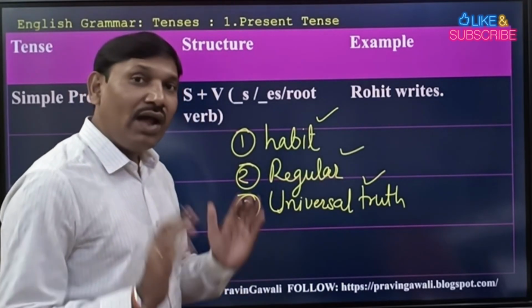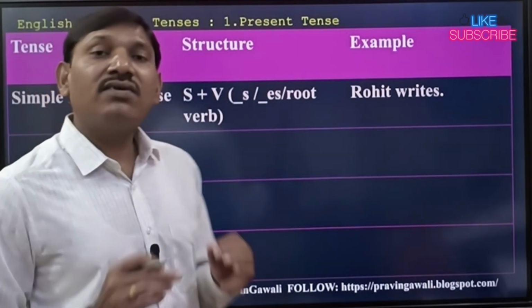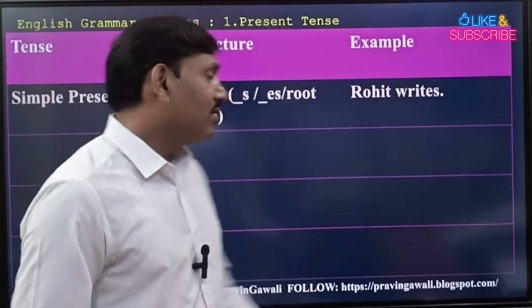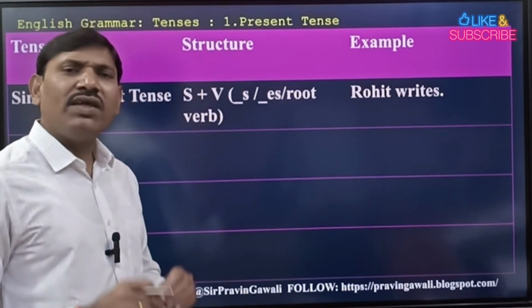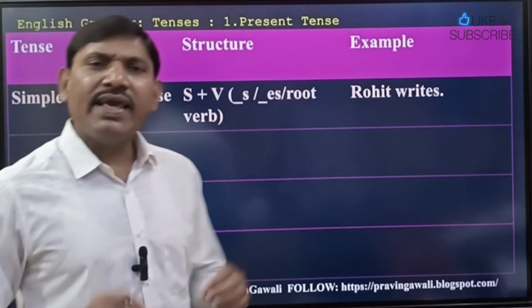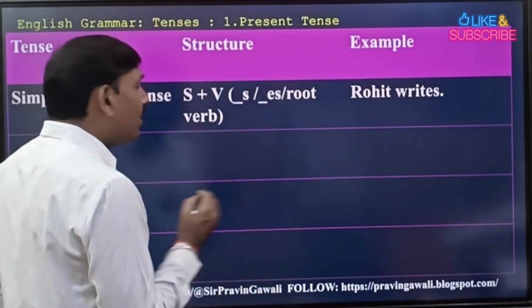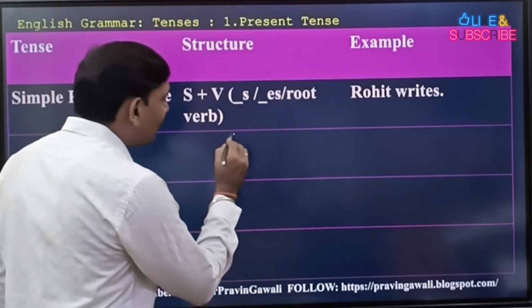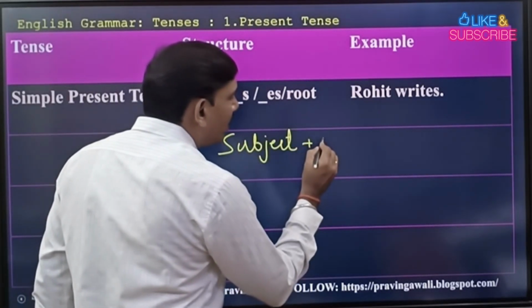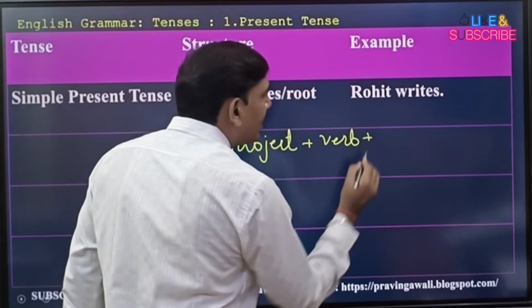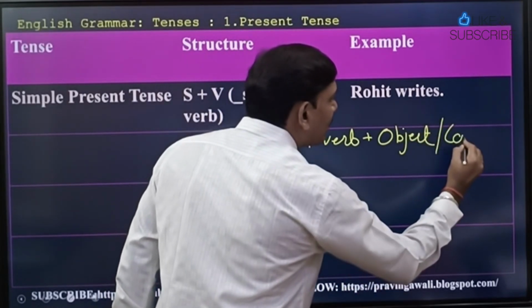Okay, students, understood? Now, next we are going to learn. First of all, let's try to understand the structure of the sentence in the simple present tense. Before that, in short, I would like to tell you that in any sentence in English grammar, there is a particular structure. For example, the sentence in English starts with the subject. Subject, then after subject we have verb, and then we can have object, otherwise complement we can have.